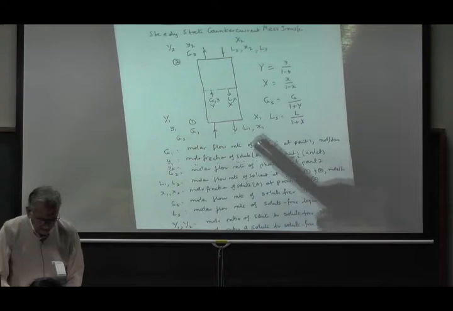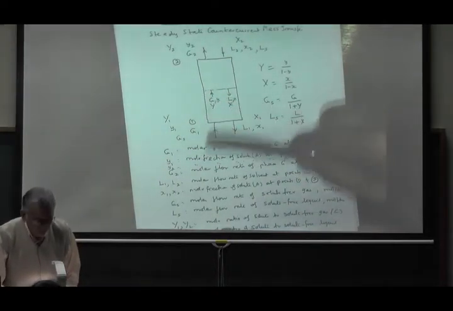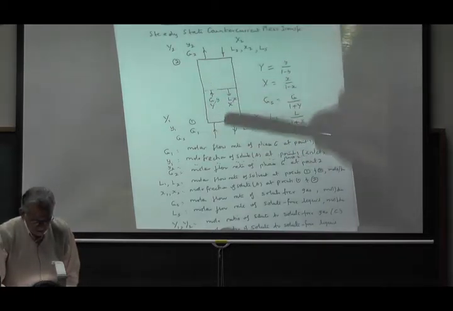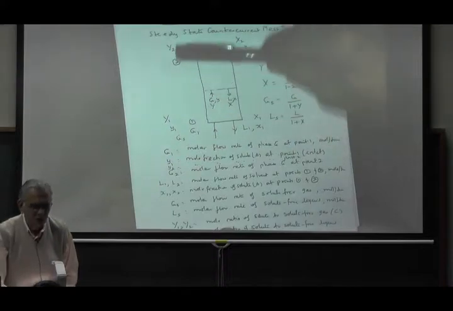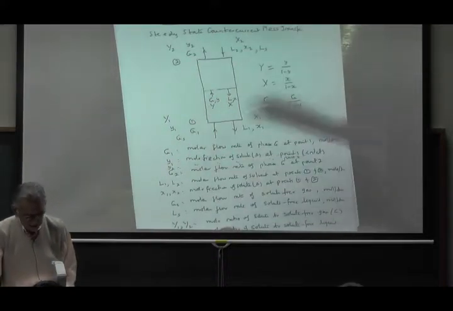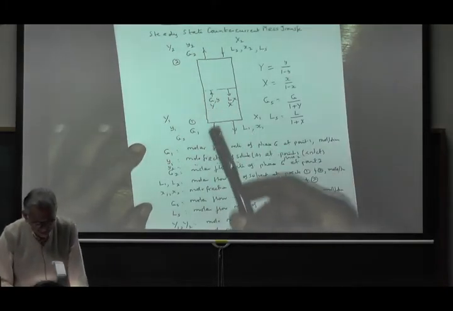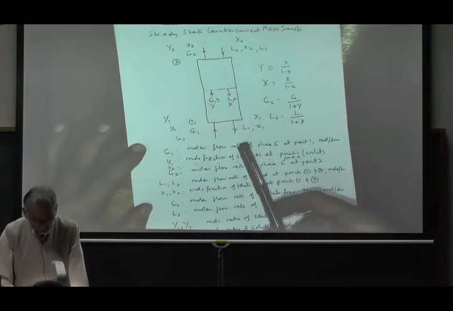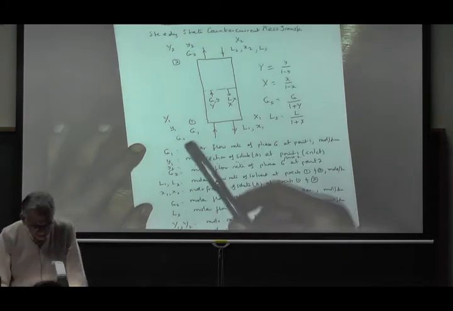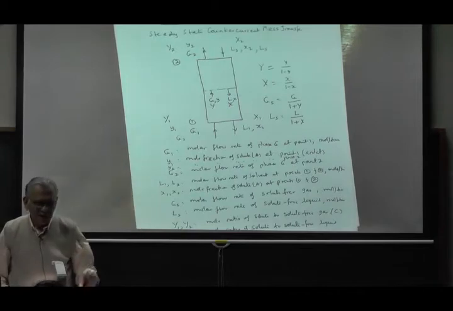Again emphasizing that although G, the total molar flow rate of gas, and L, the total molar flow rate of liquid, are changing along the length of the column, in absorption G is decreasing as we go along and L is increasing as we come down. But GS and LS are constant. This is assuming that only one component is being transferred.